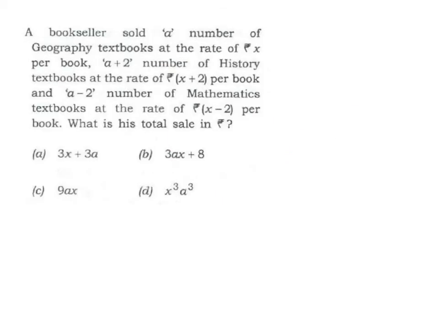A bookseller sold a number of geography textbooks at a rate of X per book, which means number of books and the price.